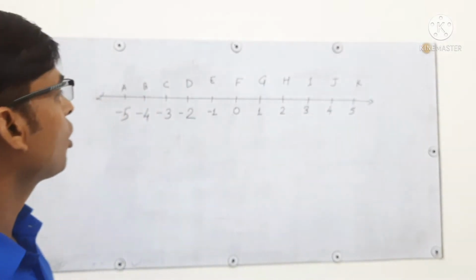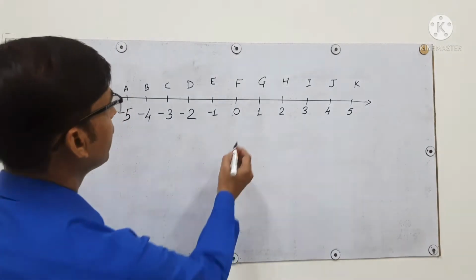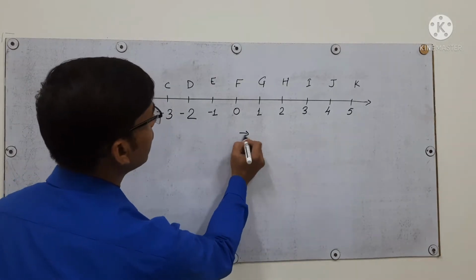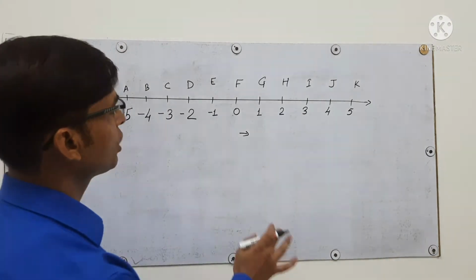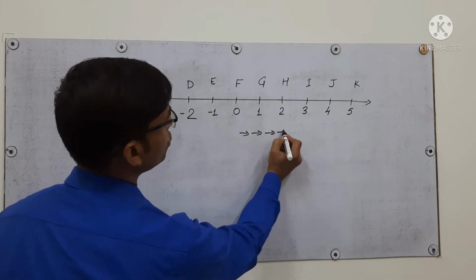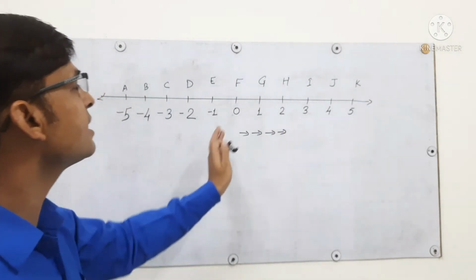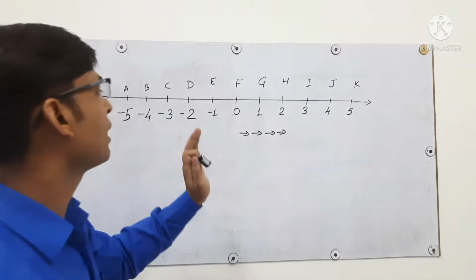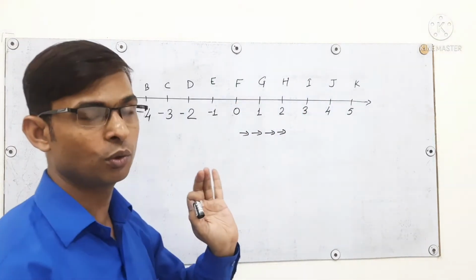Now what will we learn from here? We will learn that if we add any number to 0, we have to move towards the right. You can see how these numbers are moving. These numbers are positive numbers, and positive numbers always come just after 0.